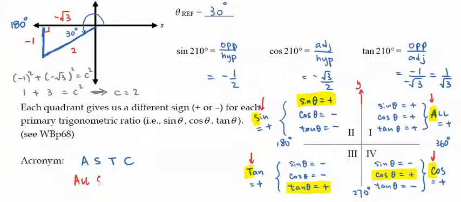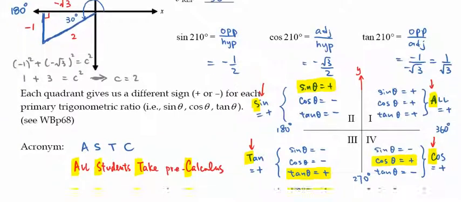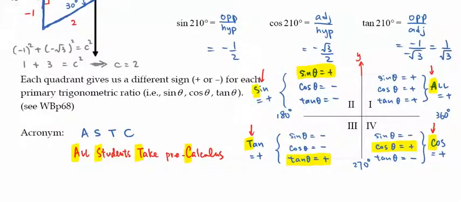So I would rather use ASTC, such as: All Students Take Calculus. At least this is what you are doing here. All students take calculus. So that makes it easier for you to remember. Those are the places where the sine, cosine, and tangent will give us a positive value in division.